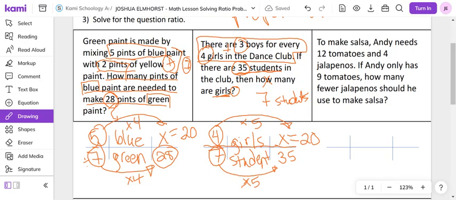And the last one, we're making salsa, but then we go down here to the question to see what linked or ratio comparison is being made. It says how many jalapenos are they going to use for salsa. So we have jalapenos, and then we have salsa. If Andy has only 9 tomatoes, how many fewer jalapenos should he use to make the salsa? All right, so jalapeno and salsa.